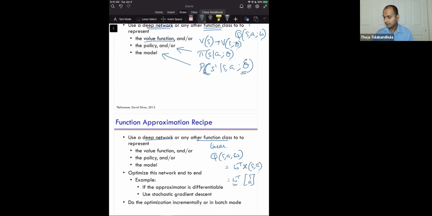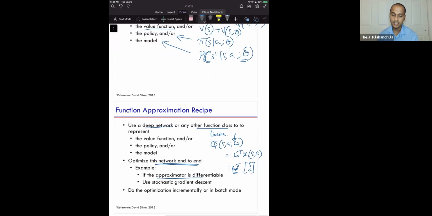So if you have something like this, some function class, maybe a deep network or a linear function, then you can optimize this function end to end. We just need to change the Q-learning update step. Every iteration, whenever we choose to update, we're going to change W instead of the Q at a specific state and action pair. And this can be done as long as the approximator is differentiable.